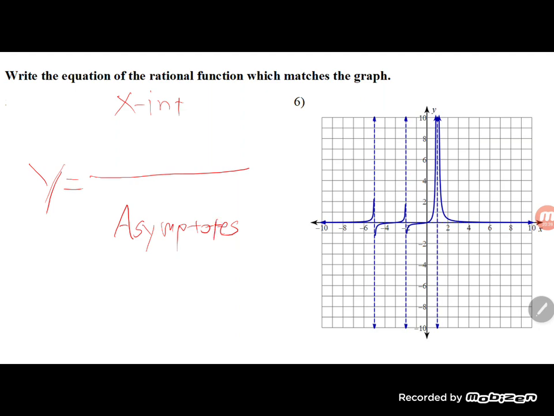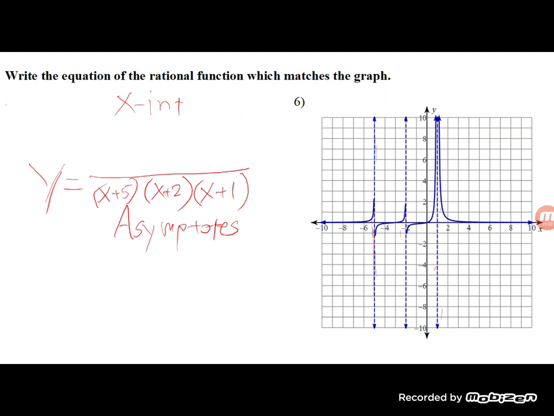So knowing that, I'm just going to go straight from the graph to writing my factors. I see an asymptote of -5, so I'll write x plus 5. I see an asymptote of -2, so I'll write x plus 2. I see an asymptote of -1, so I'll write x plus 1. And then that's all the asymptotes I see. So it looks like we're good on that.